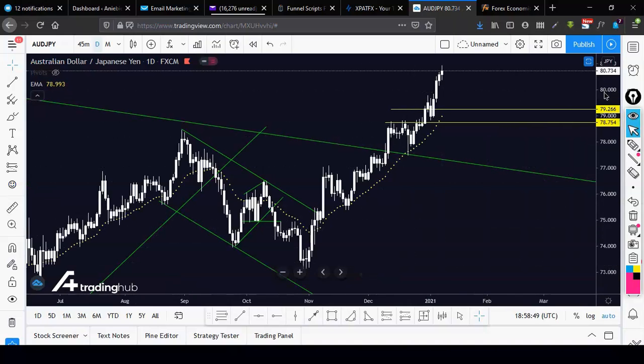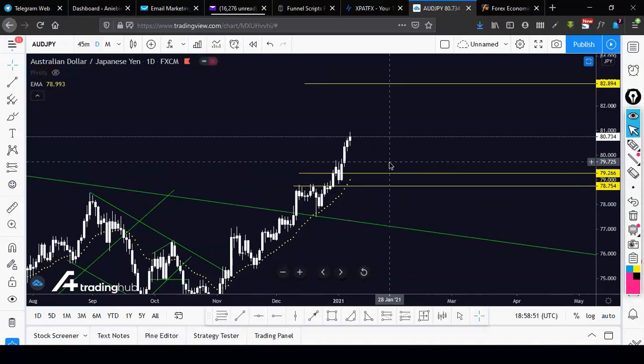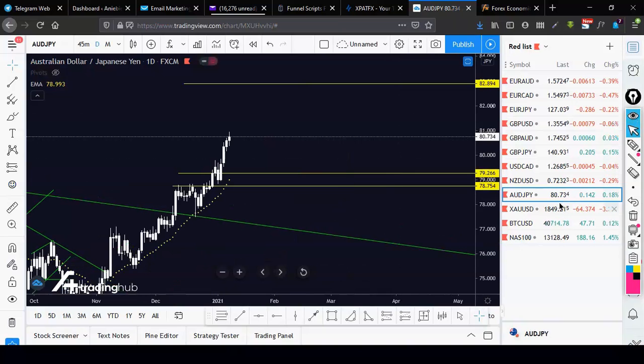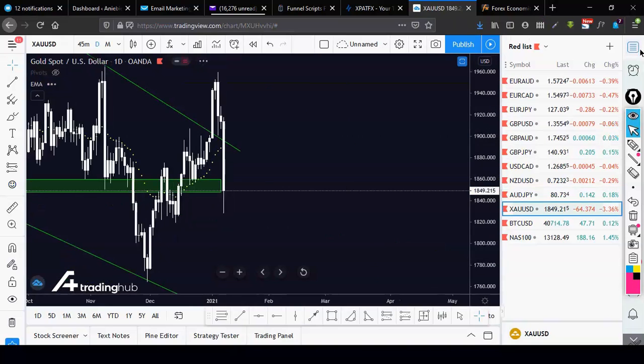So whatever you are doing, just know that the retracement is on the way, but the trend is bullish on AUD JPY.